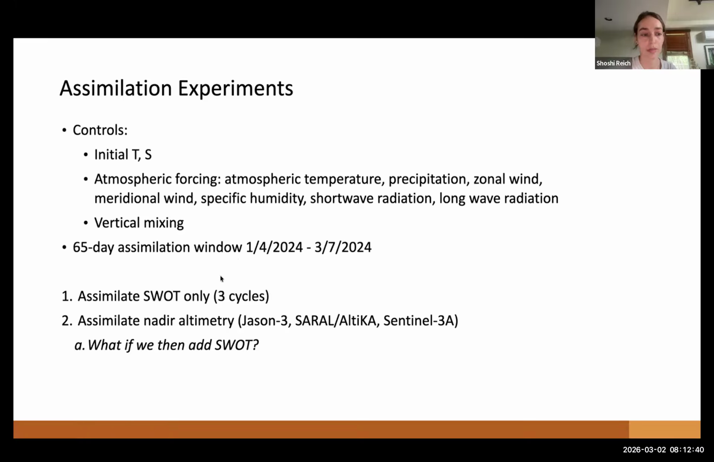So in the first experiment, I'm assimilating only SWOT. In the second one, only nadir altimetry. And then I haven't quite done this yet, but I'm curious to see if I then add SWOT data, am I able to get a further cost reduction? And I'm curious to see how much more information SWOT provides. So just a heads up, these are currently running. I have a few iterations done that I was able to get last week and thought it was worthwhile to show results, but very, very early results.